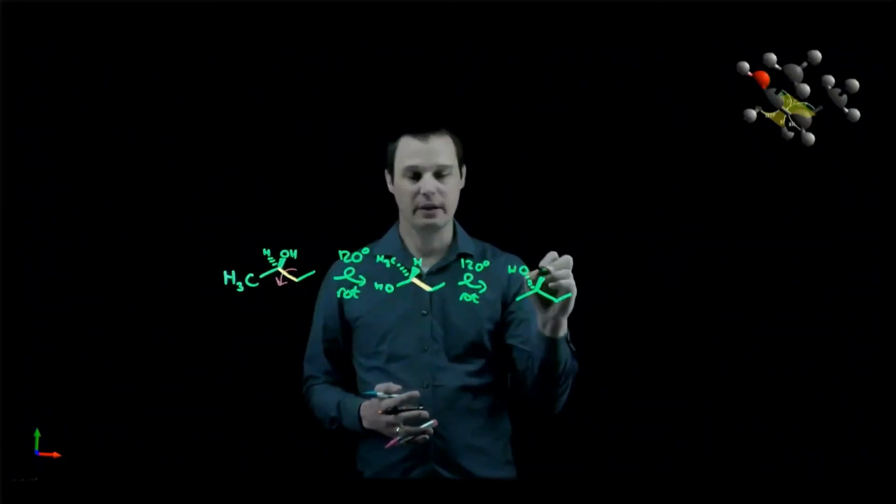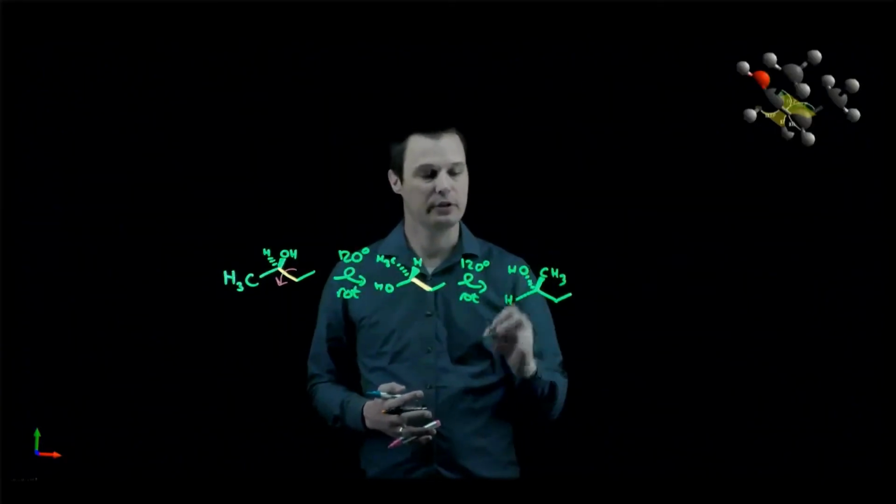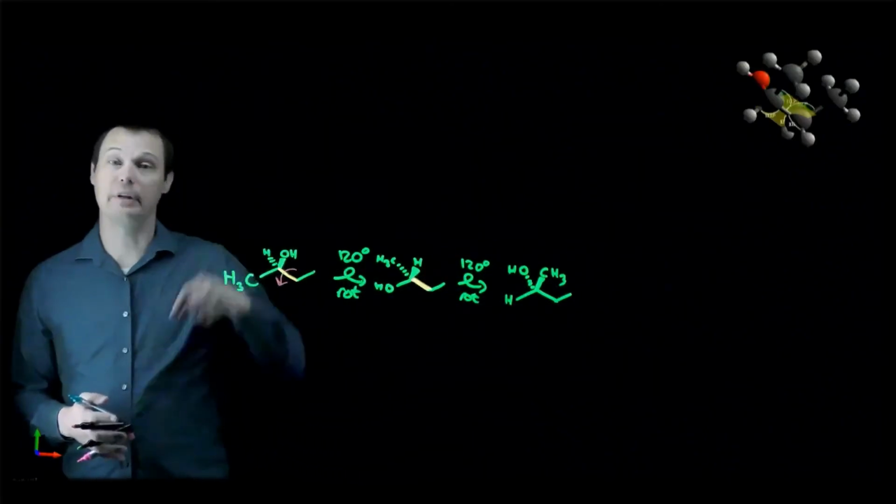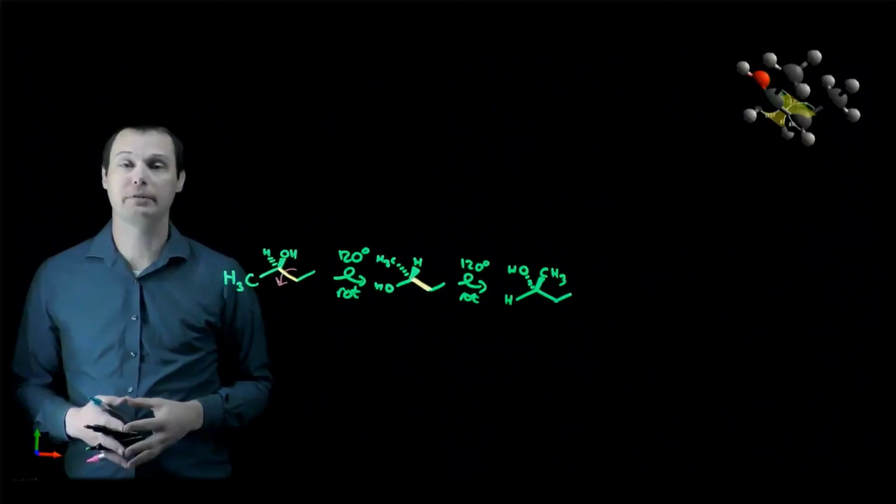The OH group is on the dash, the CH3 group is on the wedge, and the hydrogen is in the plane. By the way, this is a piece of software called Avogadro. It's a perfectly free piece of software. I'll put a link to the download down below if you want to download a copy yourself.